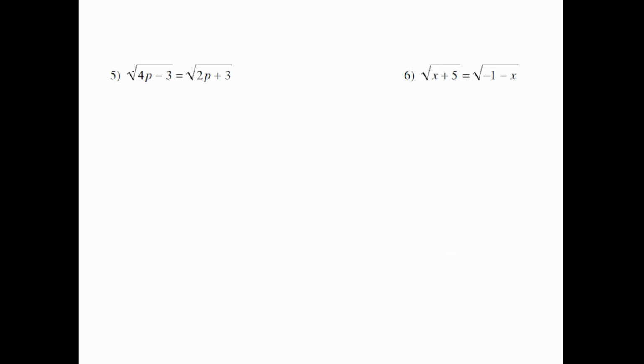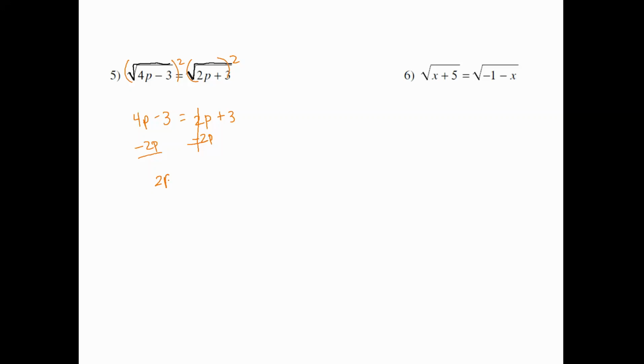All right, this is a square root equals a square root. Should I get a different color pen? Only because I can. Let's try this one. All right, so we're going to square both sides. And we get 4p minus 3 equals 2p plus 3. So now we want to solve for p. So we'll put the p's on the same side.